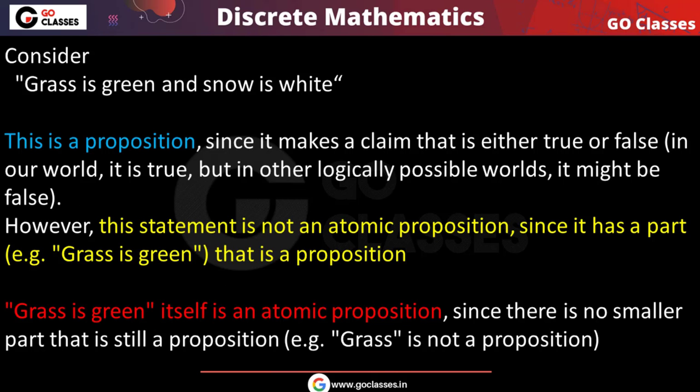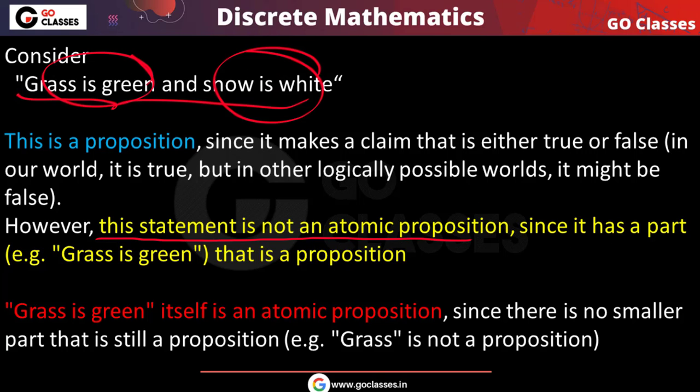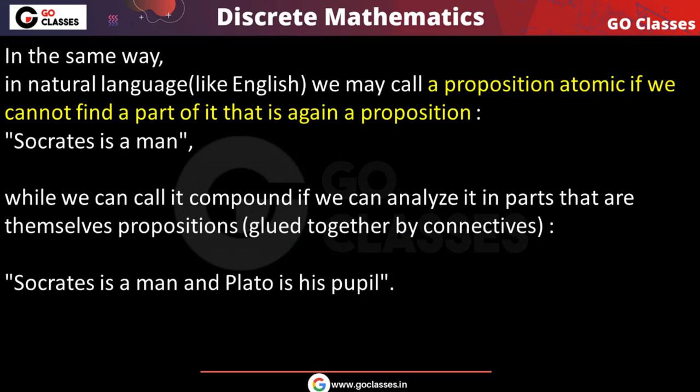If you consider this sentence, this is a proposition, but this is not an atomic proposition. I can say this statement is not an atomic proposition because it has a part which is a proposition. Similarly, you can take this example. In natural language like English, when can I say that a proposition is atomic?